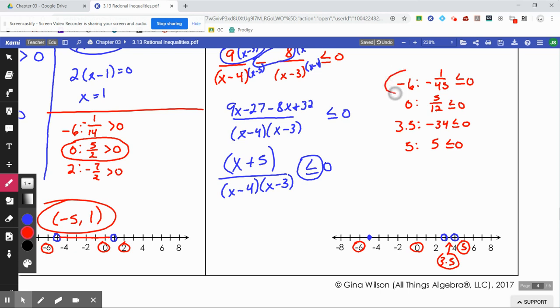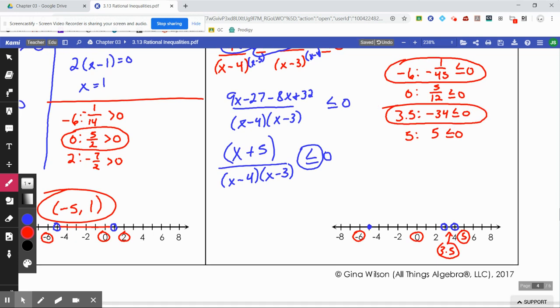Negative 6, when I plug it in, gives me negative 1/45 is less than 0. So we're looking for all the negatives. And also 3.5 gives me negative 34 is less than or equal to 0. That's your solutions. So this region that contains negative 6 and the region that contains 3.5, which is that really small region right there. So my solution to this rational inequality is negative infinity up to negative 5.